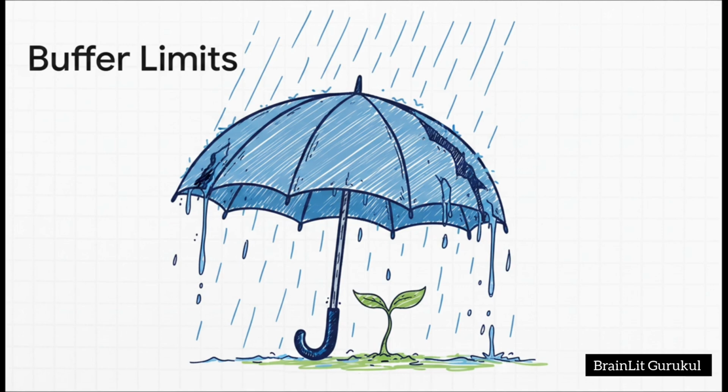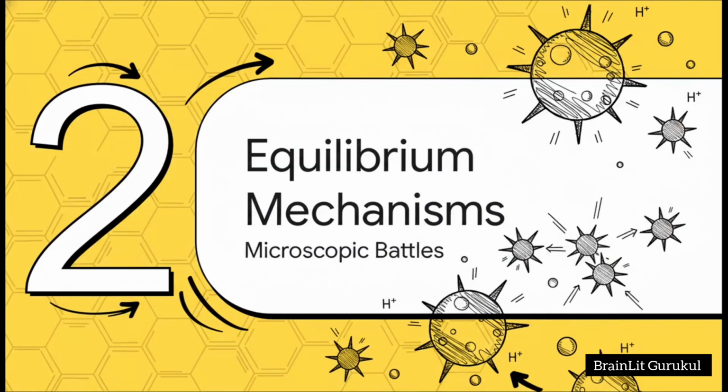A buffer system can really only resist pH change exactly one pH unit above and below its specific pKa. Let's look at the acetic acid and acetate buffer as an example. Its pKa is exactly 4.76. And because of that strict mathematical boundary, its operational limit, the actual zone where it can functionally protect the solution, is strictly from a pH of 3.76 to 5.76. Once you step outside that narrow window, the chemical shock absorber just completely breaks down. So, how does this actually work down on the molecular level? Let's move to Section 2, Mechanisms of Equilibrium.